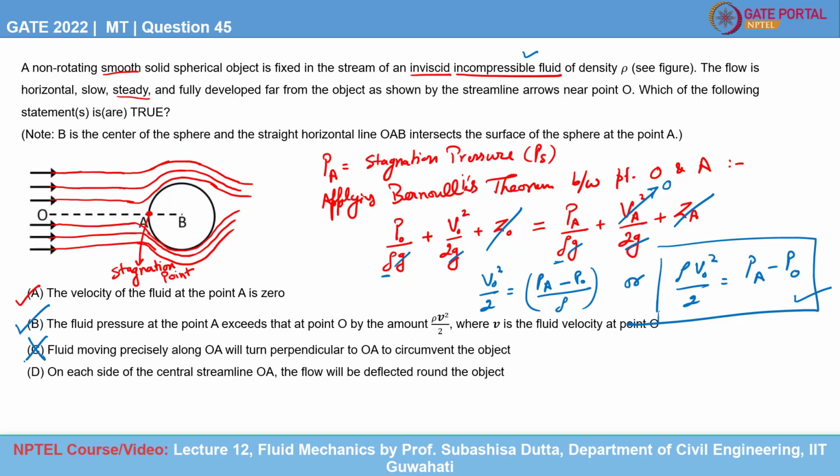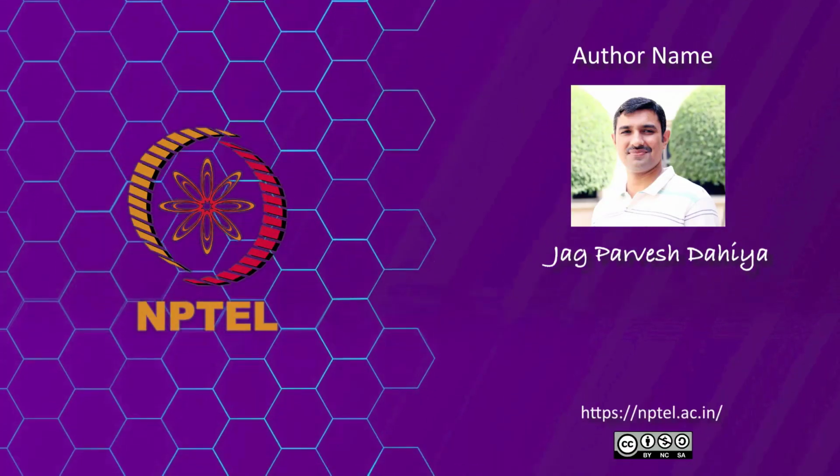Let us look at option D. On each side of the central streamline OA, the flow will be deflected round the object. As we can see in the image also, all the streamlines in the neighborhood of OA are going to get deflected around the object. So option D is also correct. So only option C is false. Options A, B and D are true.